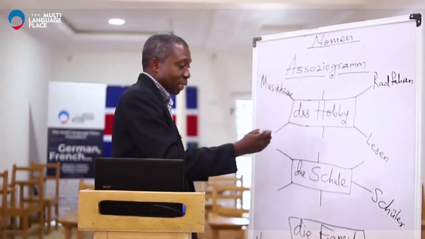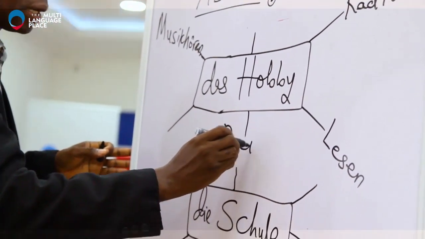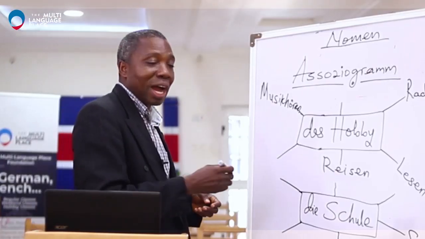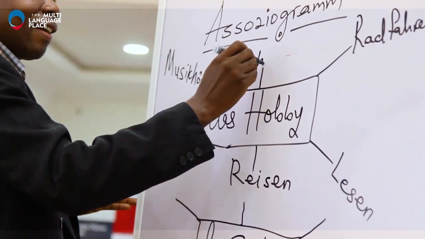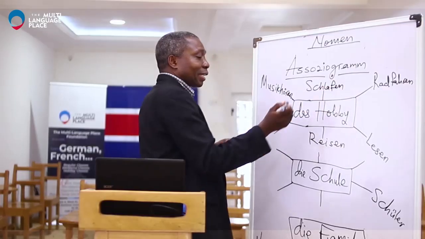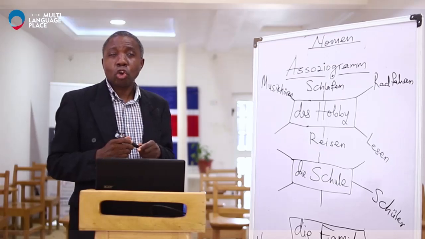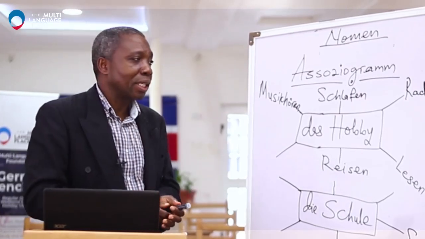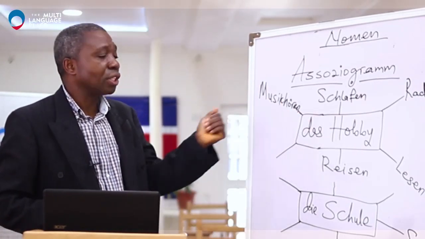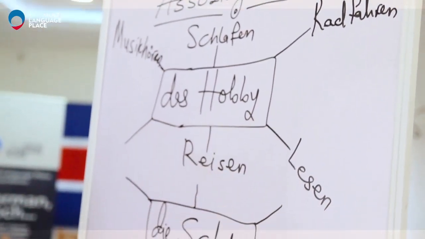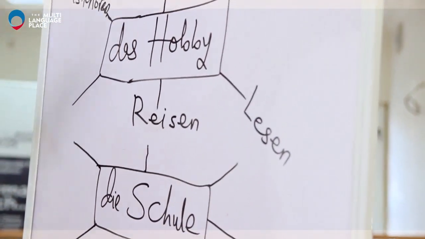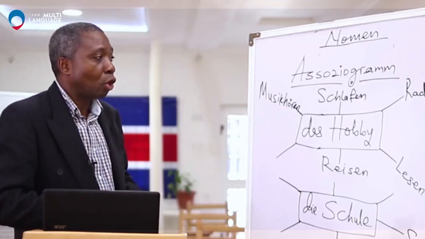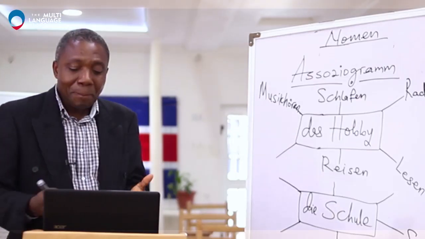Okay, and it's possible to also have reisen. Well, it's possible some people have schlafen. At least when you think of hobby, what comes to your mind, generally speaking, not your own? Then you think of listening to music, traveling, reading, carrying a bike around, at least you travel with a bike or go around with a bike, and many other things.